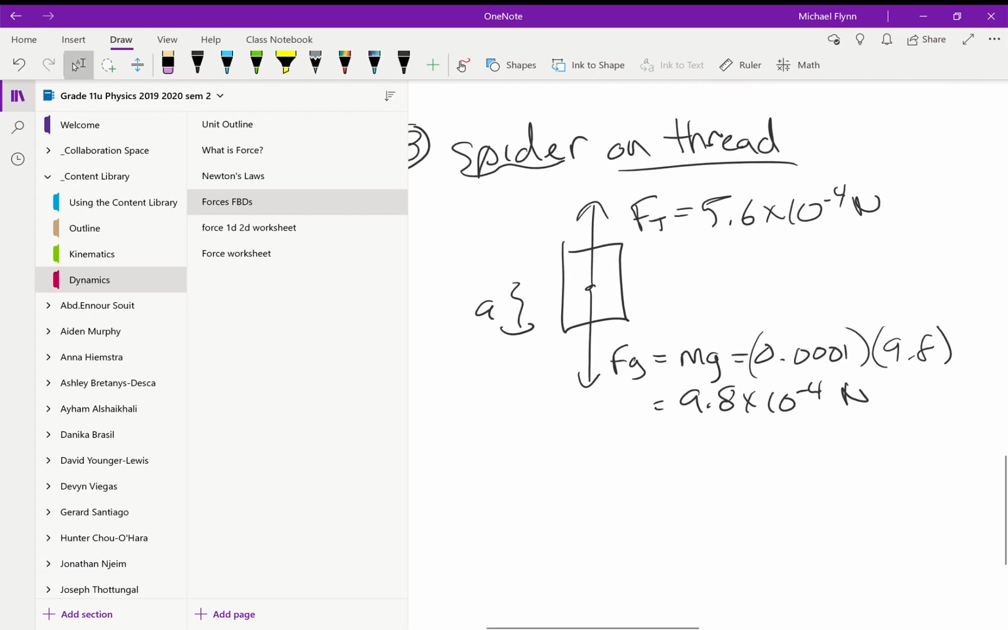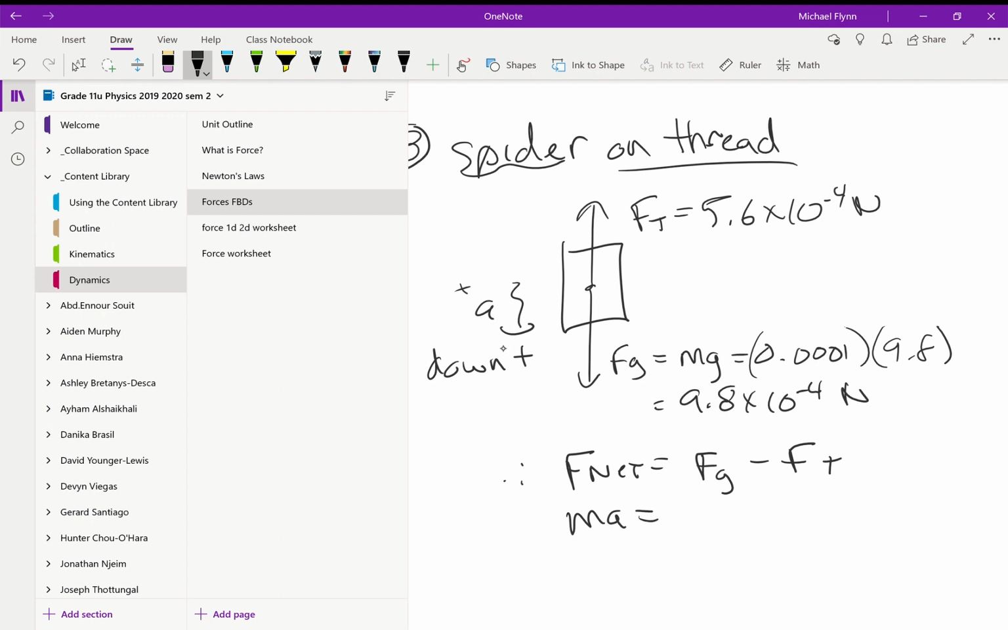Okay. Now I'm going to make down positive. Therefore, the net force is the sum of the forces, but because they're in opposite directions, I'm going to make down positive. That's my choice, right? And you can do what you want, but I'm making down positive. So I get Fg minus Ft. The up force is negative, so that's why I put the negative. Okay, and I get ma equals mg minus Ft.